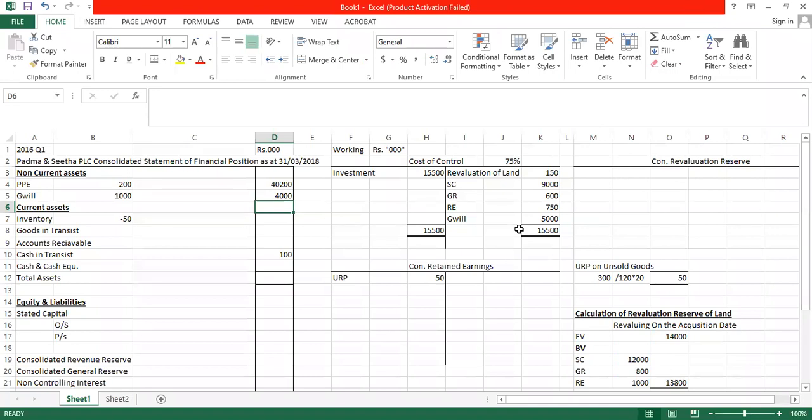Number 5 adjustment is not clear. Number 5 adjustment is the current account difference. The difference of current accounts revealed as cash in transit. Revealed as means it's the reason for the difference.